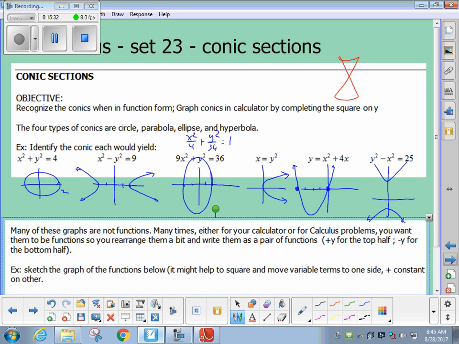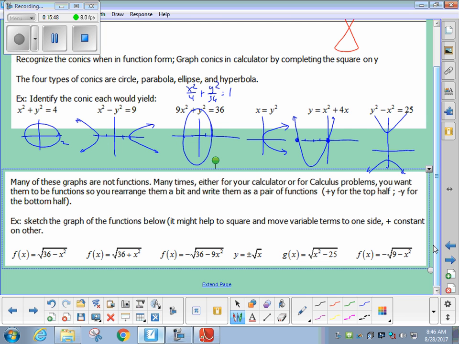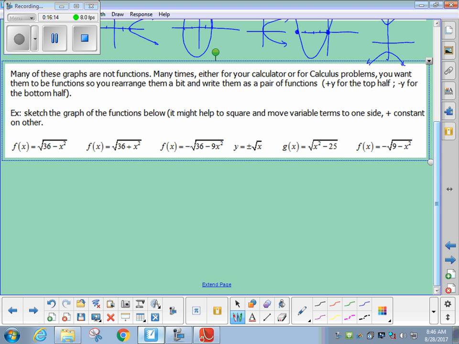Now, in terms of graph, then, and in calculus, you'll be dealing with slightly different forms of these. Mostly these are non-functions. Do you agree that they fail the vertical line test? If you put in 1 x, you actually get out 2 y's in most of those cases, with the only exception being this one. However, you often want them to be functions, either so you can do calculus on them, or you can put them into your calculator better. So what I'm showing you here is actually conic sections that look slightly different. I want you to tell me what these might look like. Now, it might help to square and move variables to one side, constants to the other, to make your decision. Let me show you what I mean.